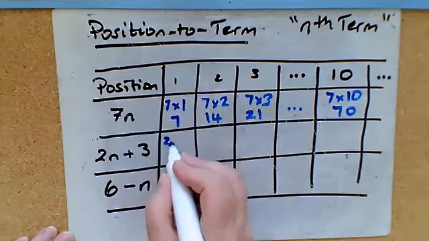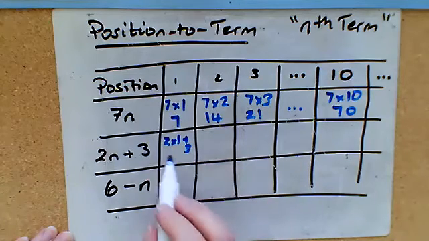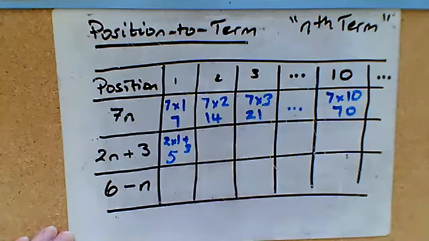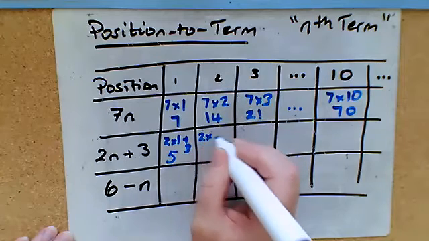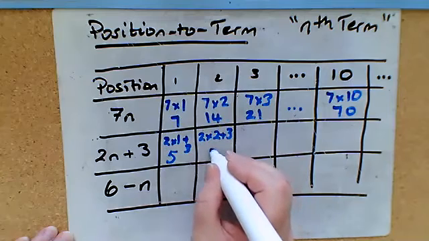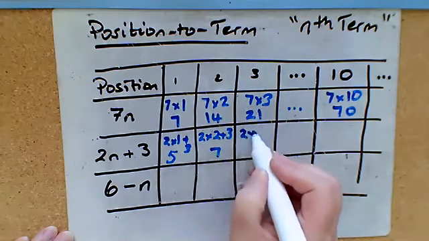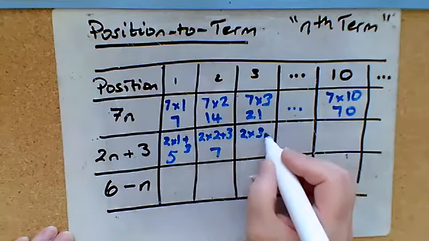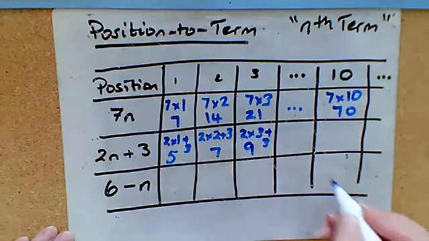So 2 times 1 plus 3, just running out of space. 2 times 1 is 2, plus 3 is 5. So the first term in the sequence is 5. The second term in the sequence will be 2 times 2 plus 3. So 4 plus 3, which is 7. The third term, 2 times 3 now, because we're looking for the third term in the sequence. Then I have to add 3 as well. So that would be 6 plus 3, which is 9.